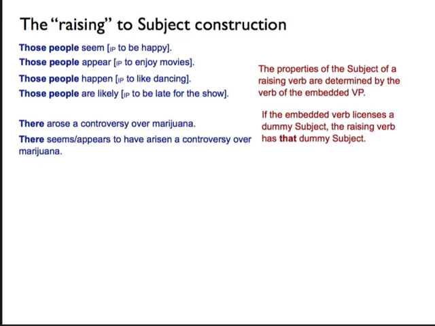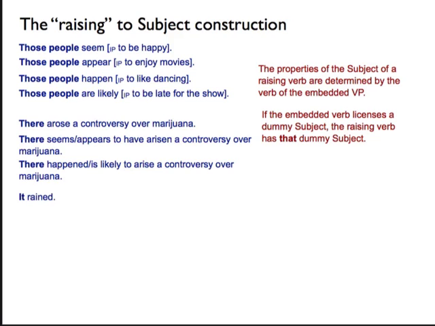If that there is licensed by a kind of verb that licenses there, that's in the embedded infinitival. So there happens to arise a controversy. There is likely to arise a controversy. That's fine, right?